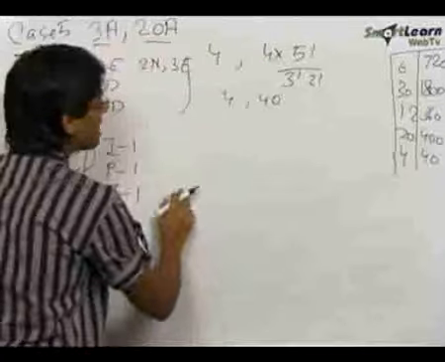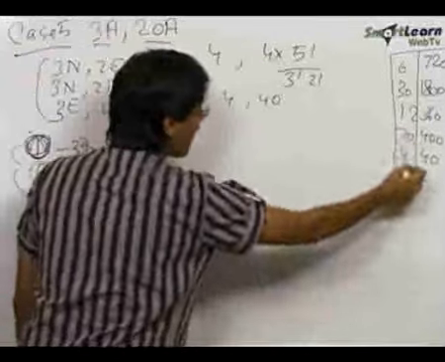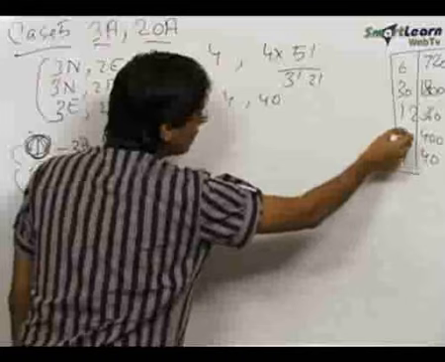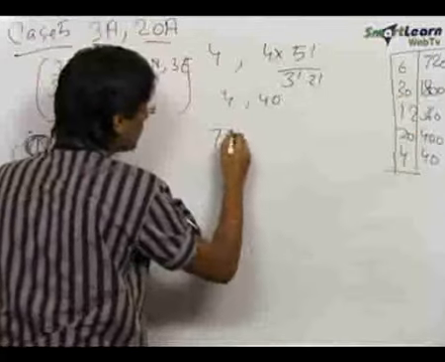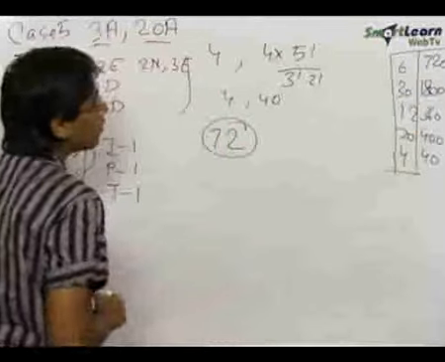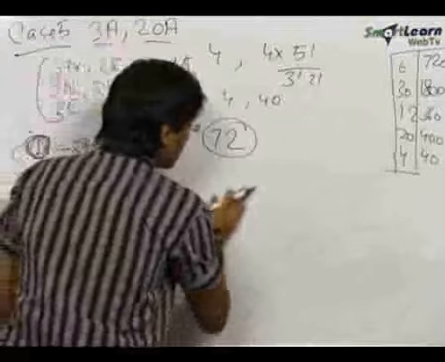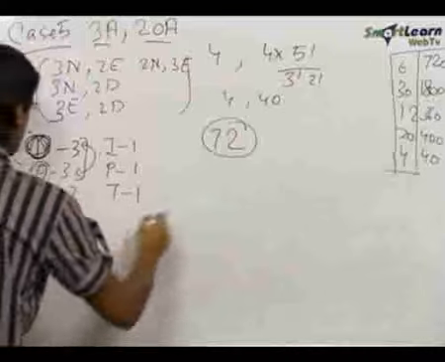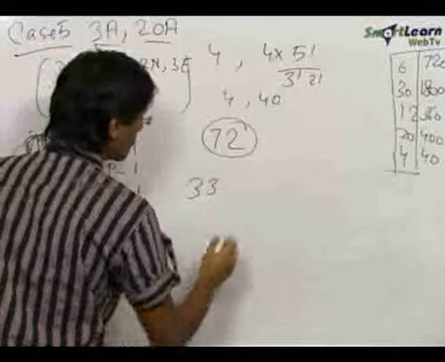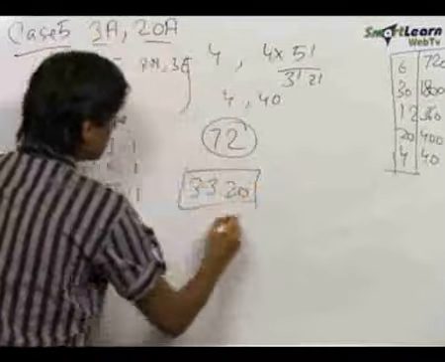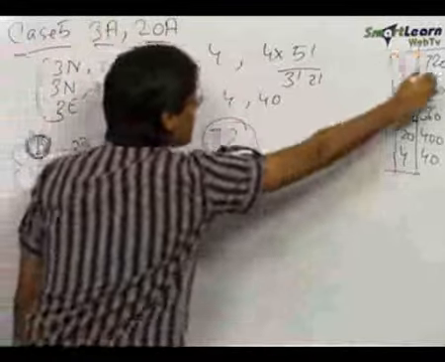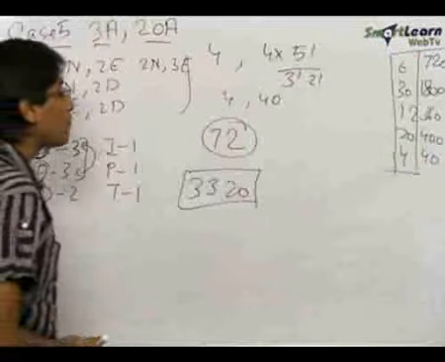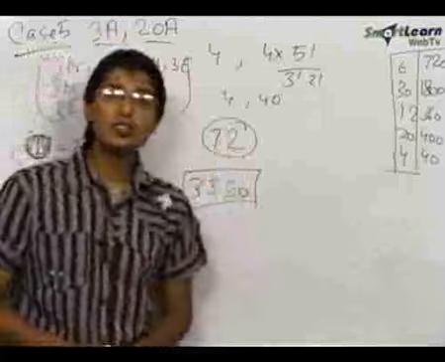So the total number of ways of making selections are the addition of this, which is 6 plus 4, 10, 30, 60 and 12, 72. And the total number of ways of making 5-lettered words is 3, 3, 2, 0, which is the summation of all these. Hence our final answers are 72 and 3320.